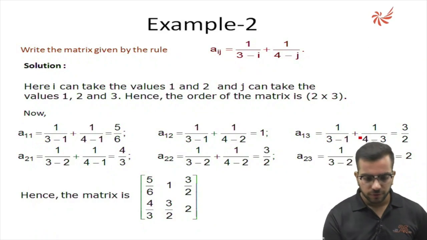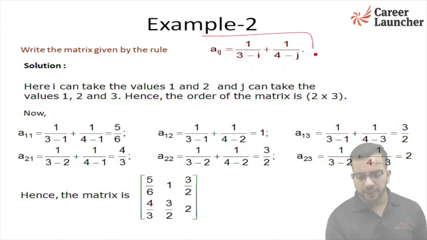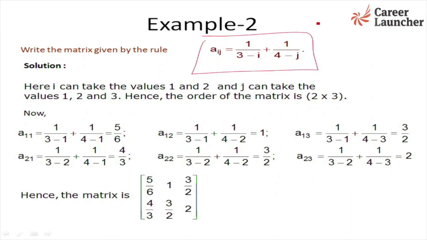In example 2, we write the given matrix by the rule aij. The ij element of a matrix is given by 1 by 3 minus i plus 1 by 4 minus j. So first of all we can see that i cannot be greater than or equal to 3. So i will be only 1, 2 and 3. Okay, and here j cannot be greater than or equal to 4. So j can take values 1, 2 and 3. Hence the order of the matrix is 2 by 3.